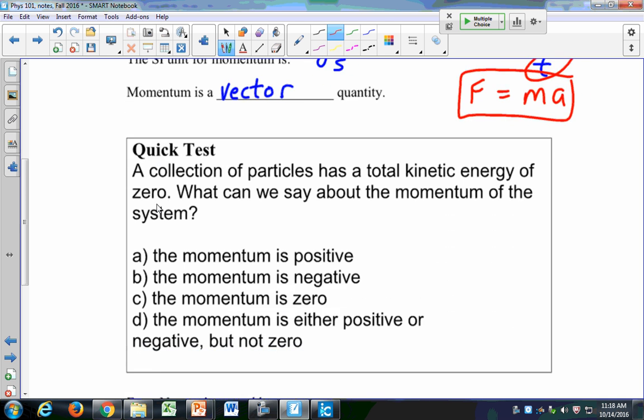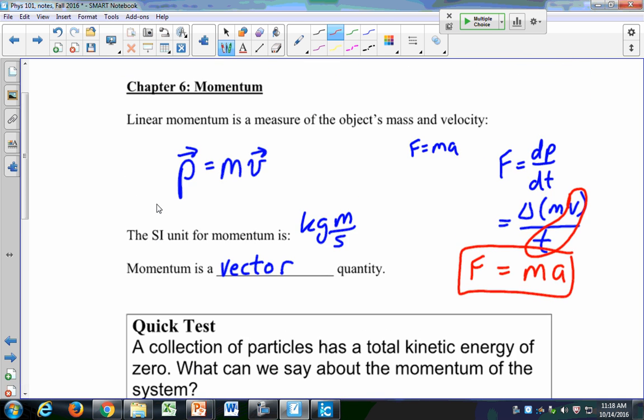Now, let's try this question. Actually, first, momentum is a vector quantity. So an object can have a momentum, say object number 1 has a momentum equal to mass times its velocity. And then I can have another object, object number 2, that has a velocity in this direction.